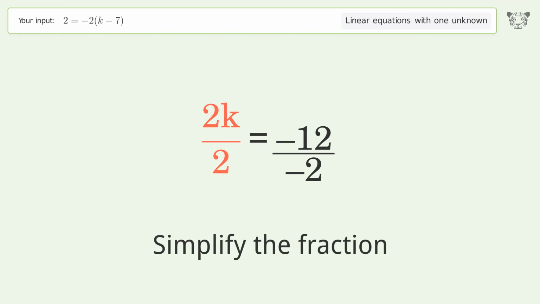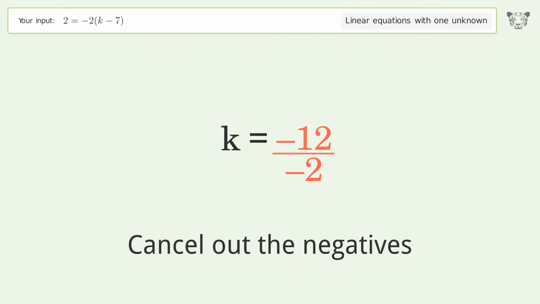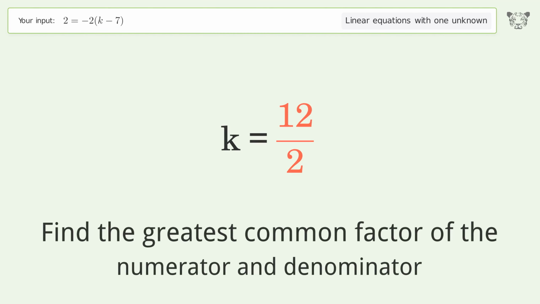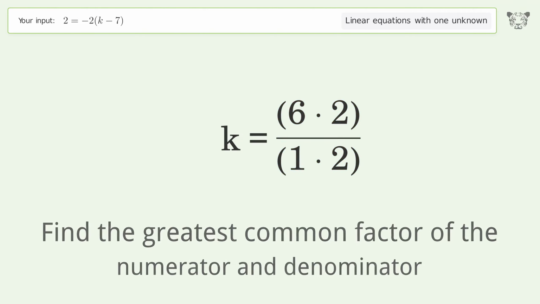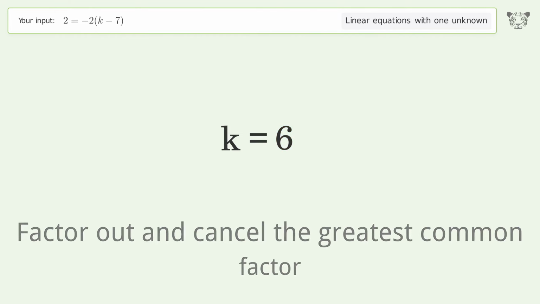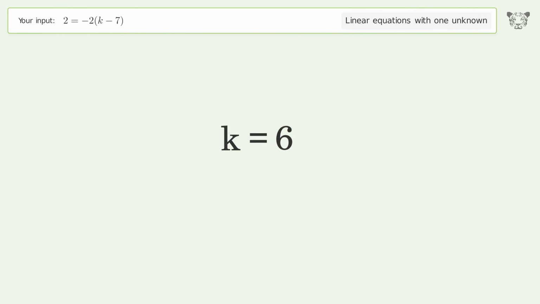Simplify the fraction. Cancel out the negatives. Find the greatest common factor of the numerator and denominator. Factor out and cancel the greatest common factor. And so the final result is k equals 6.